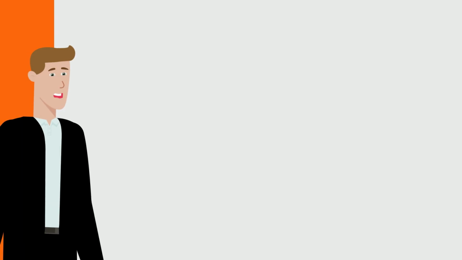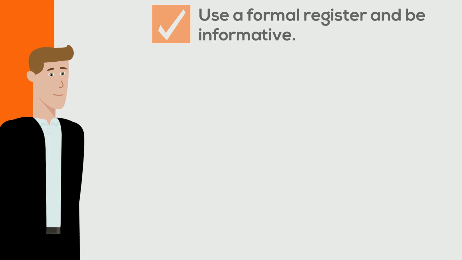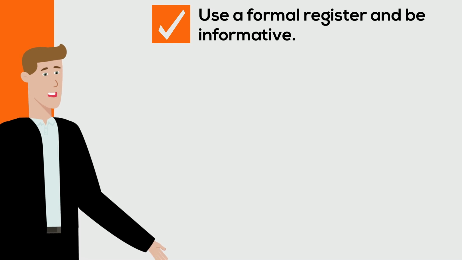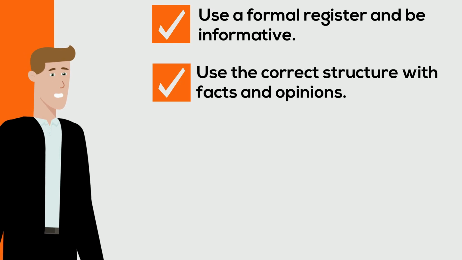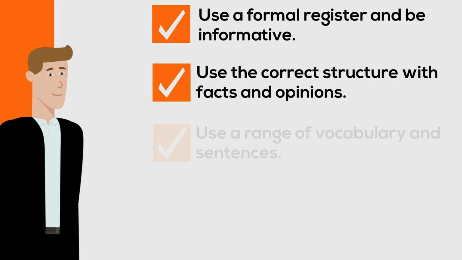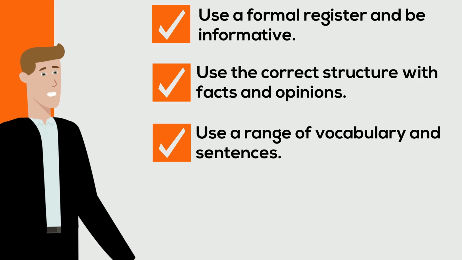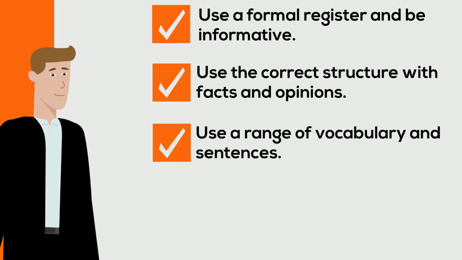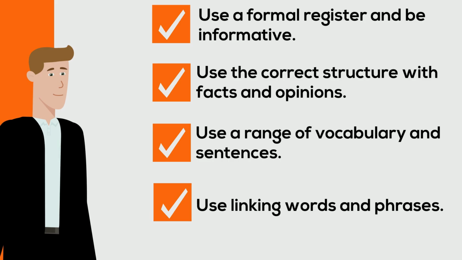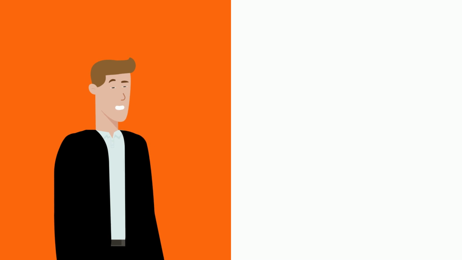Okay, let's recap on how to write a successful report for your exam. You're writing a report for someone who is in charge, so use a formal register and be informative. Add passive voice and reported speech to make your report sound more formal. You should make sure the task is fulfilled with the correct structure for a report with facts and opinions, and don't forget your suggestions at the end. You should use a wide range of vocabulary related to the topic and a range of simple and complex sentences that are grammatically correct. Finally, don't forget to use linking words and phrases so you can effectively organize and sequence your report. And there you have it, the essential steps to writing a successful report.